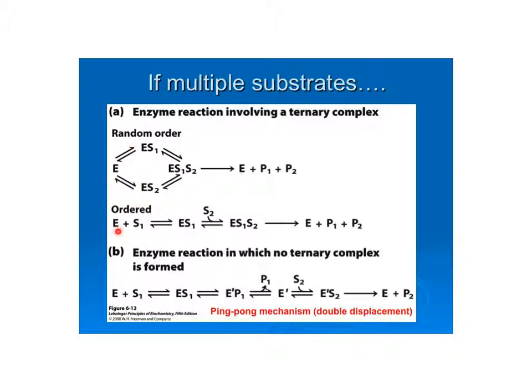It must bind substrate 1 first, then usually a conformational change would make it to where substrate 2 could then bind, ultimately then to go on to make the product or products. However, there's a third kind. It's called a ping pong mechanism, and it's also called double displacement, but most everyone just refers to it as ping pong, and it's because you never have a ternary complex.